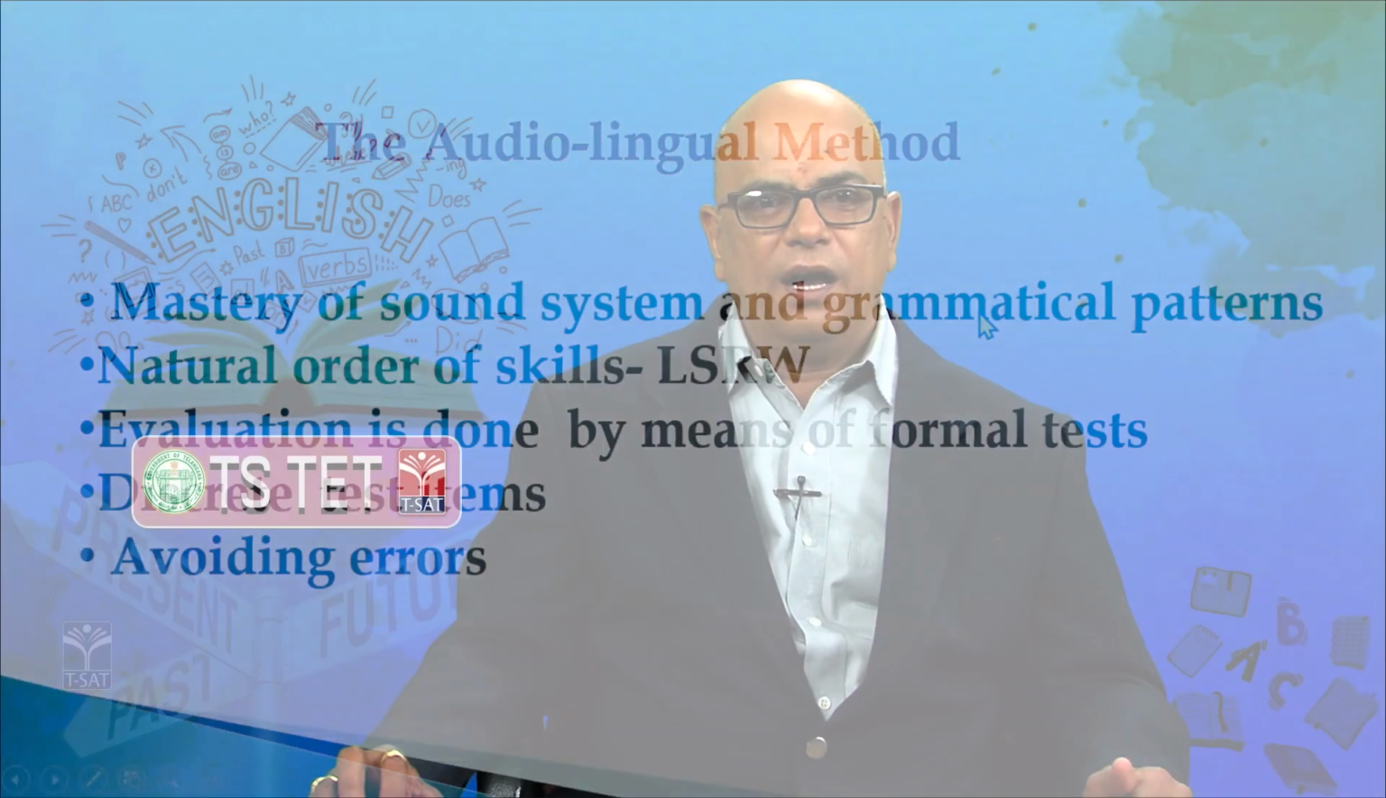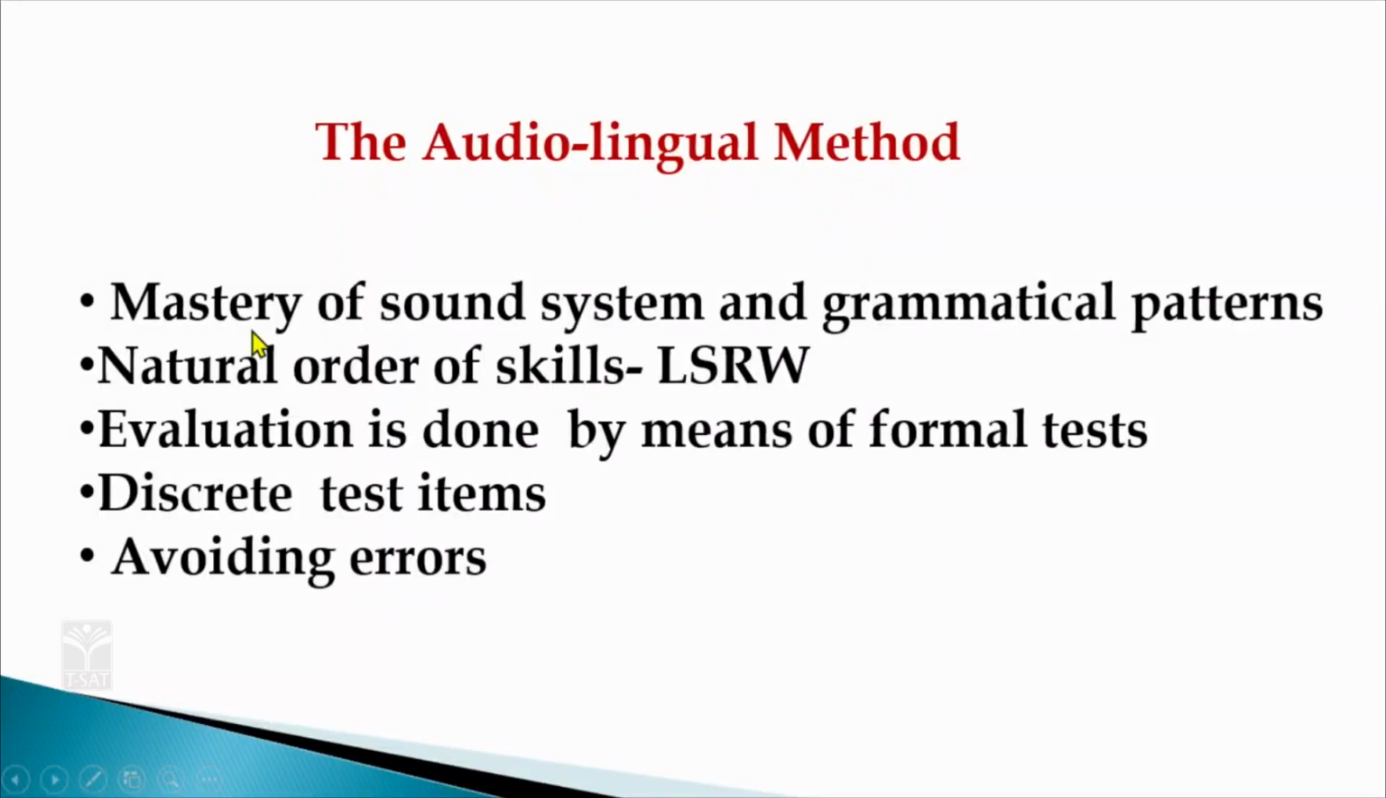And the other method is the audiolingual method. In audiolingual method, the focus is on mastery of sound system and grammatical patterns. Natural order of skills is considered: listening followed by speaking, followed by reading and writing. And evaluation is done by means of formal tests, and discrete test items are evaluated and errors are avoided.